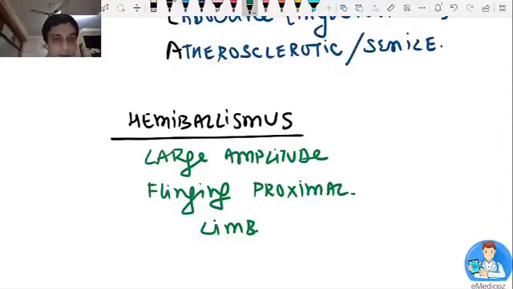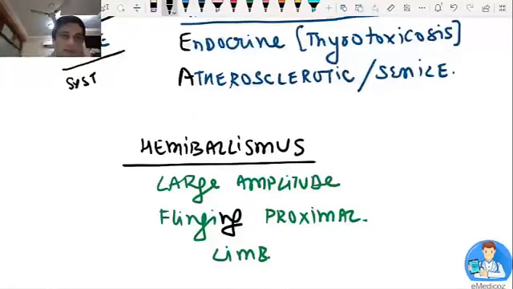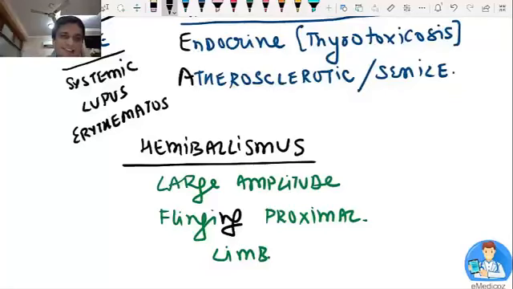Okay. SLE, people are asking me the full form of SLE. Systemic lupus erythematosus. There should be a spell check like a mobile in my writing also. Sorry. Poor in English, Hindi medium. Systemic lupus erythematosus. Okay.